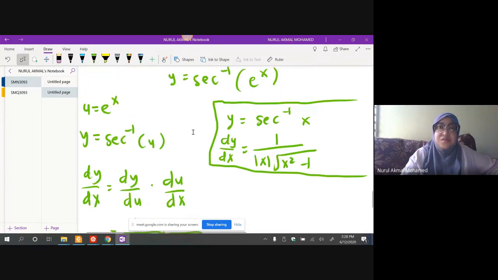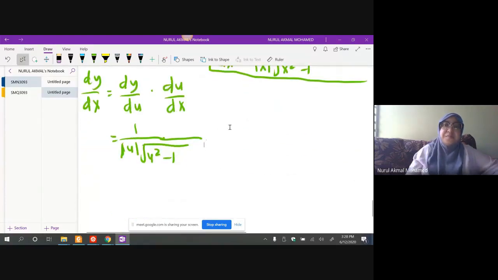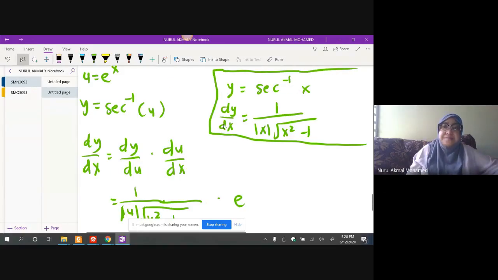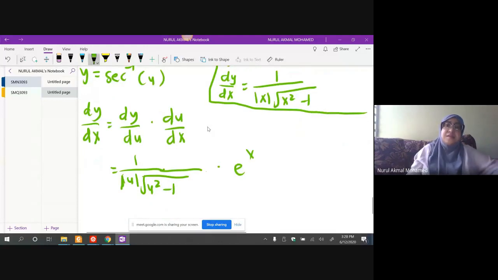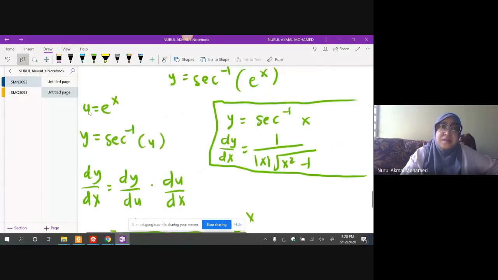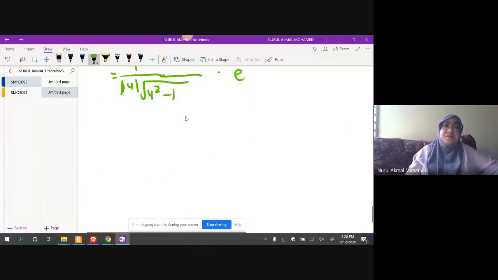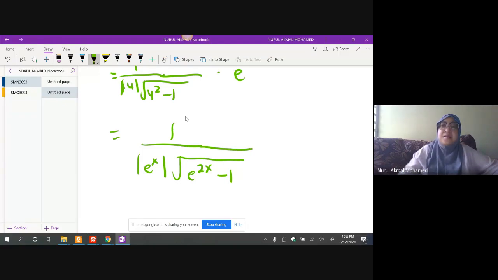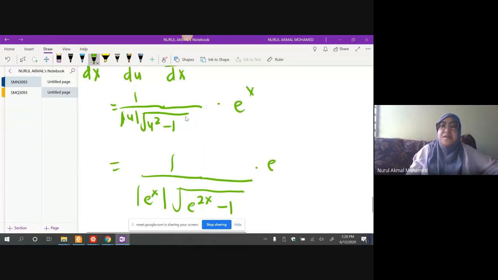So what is your du/dx? If you have u equal to e^x, if you differentiate u with respect to x, you will get itself. Okay, so it will be e to the power of x. So this is your final answer after you replace the u as e^x. Okay, so this one is equal to 1 over absolute value of e^x square root of e^x to the power of 2, so e^(2x) minus 1, okay, and then you multiply with e^x.